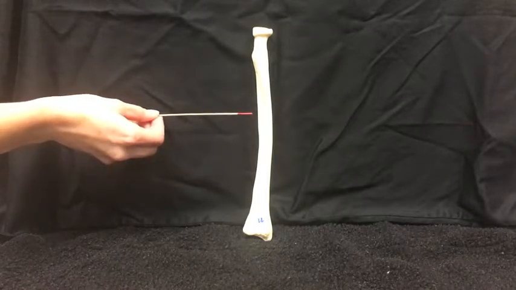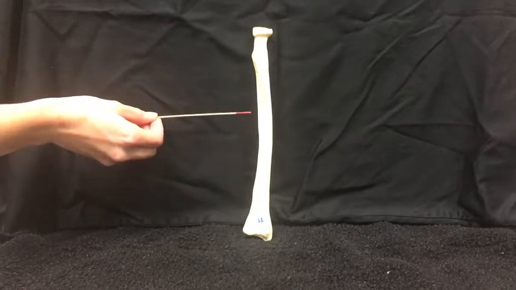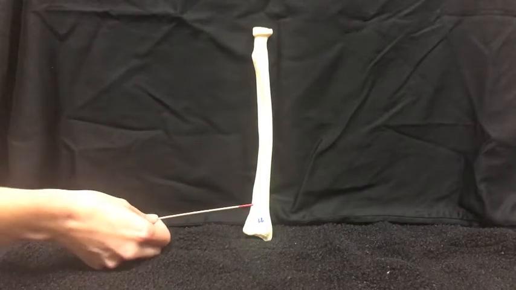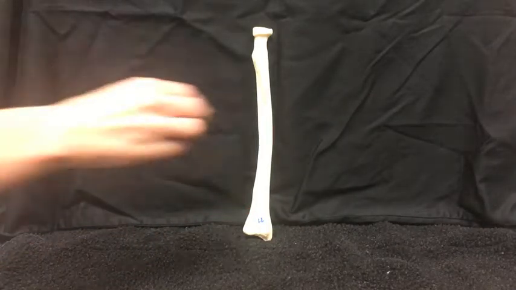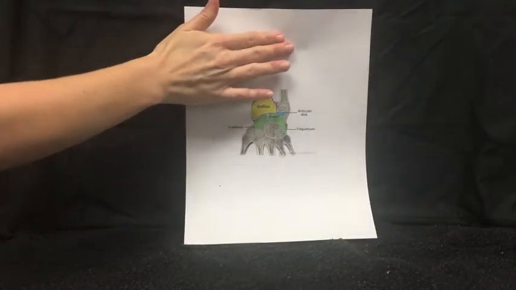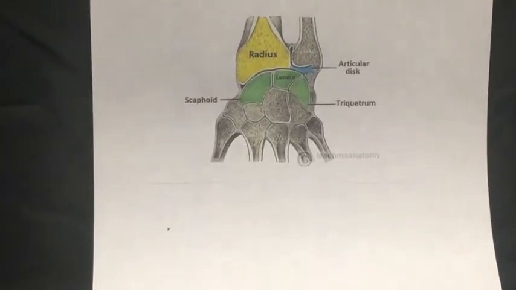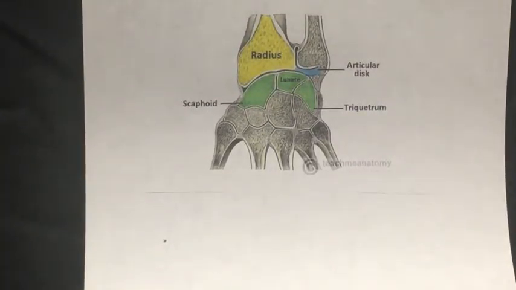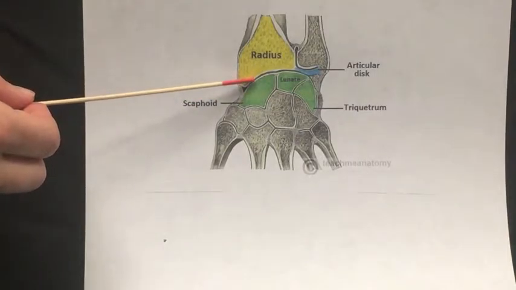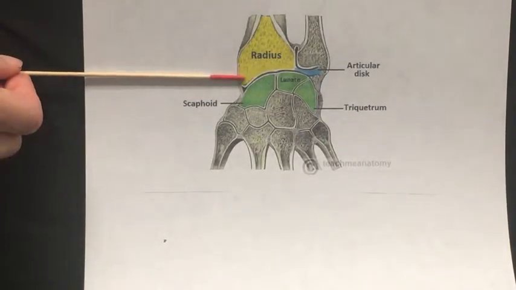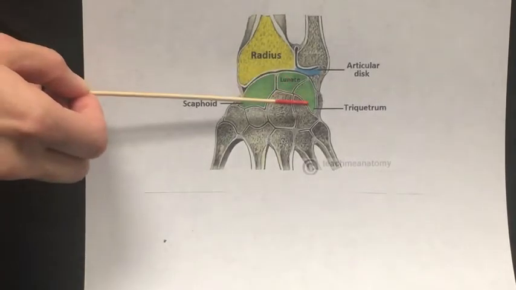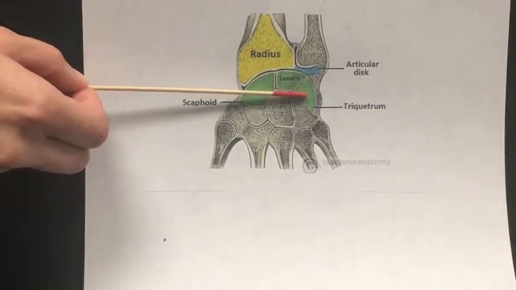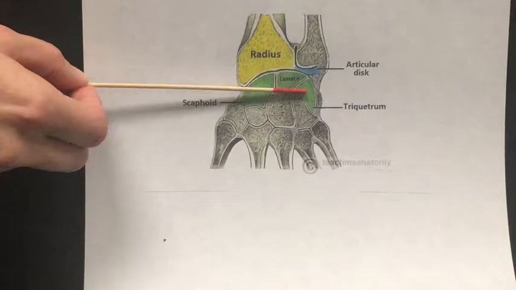The body of the radius continues distally in a straight line until it widens significantly at its distal end. At the distal end of the radius, there are 3 smooth concave facets. These facets articulate with the scaphoid, the lunate, and the triquetrum bones of the carpus to form the radiocarpal joint.